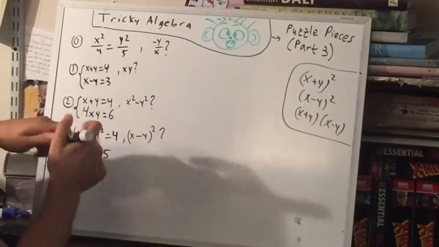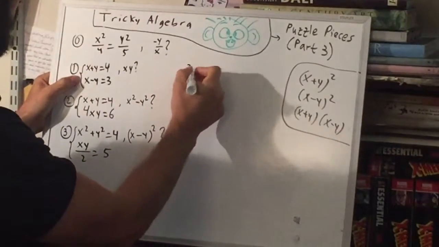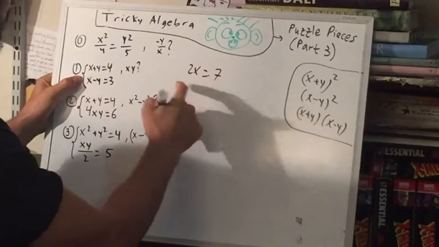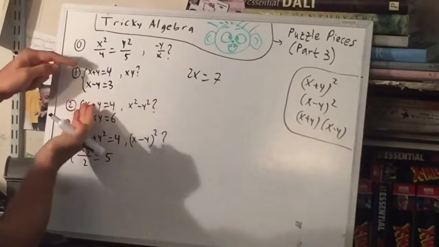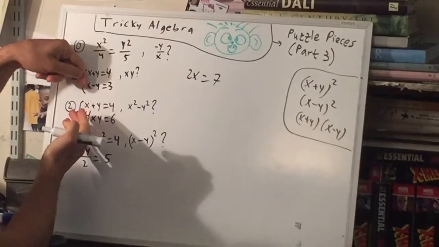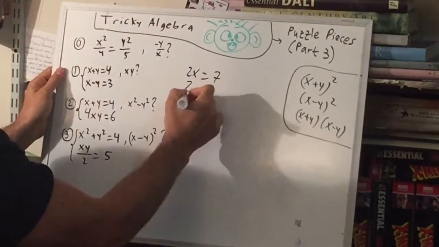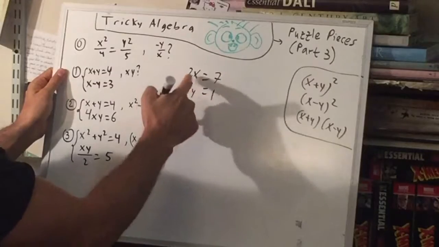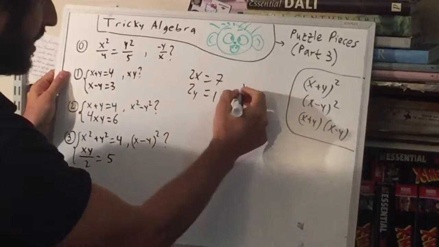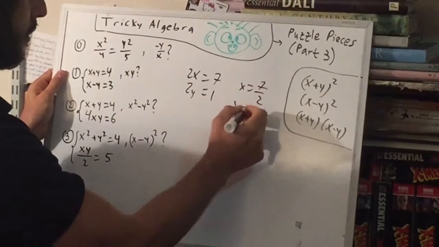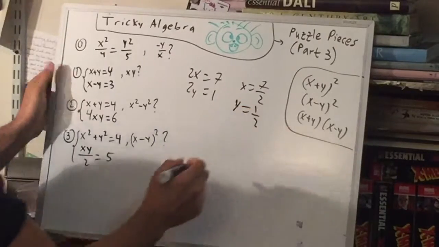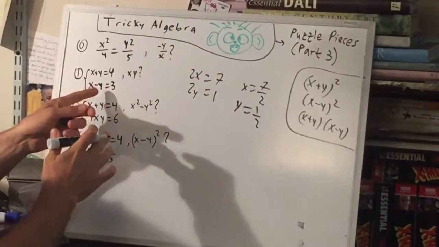So you could just add the equations and get 2x equals 7. And from here we could find x. We could subtract the equations, the x's will cancel, and we'll get y minus a negative y, so that's 2y. 4 minus 3 is 1. So we can just find x and y directly from here. So that's actually probably the fastest way to do this problem.